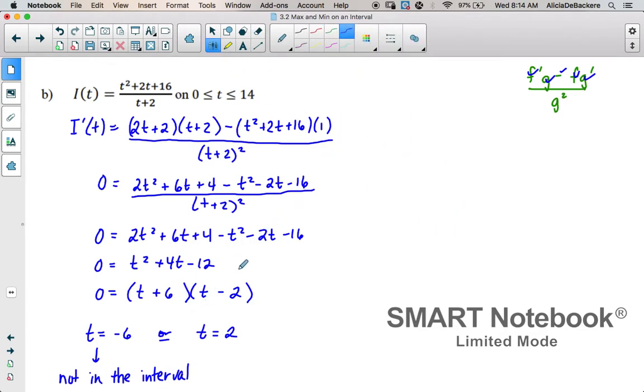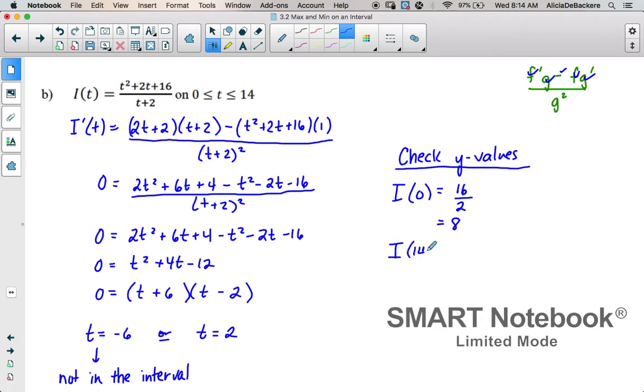All right, so now we've got our three t values. We only have to check three t values, and we need to find the heights. So we're going to check those y values. And when we do that, we're plugging those t values into the original equation. So again, I'm going to plug in my two endpoints. So I'll plug in t is equal to 0. And so I'm going to get 16 over 2. All right. And then I'm going to plug in t at 14. This one's a little bit more complicated. And I get 15.